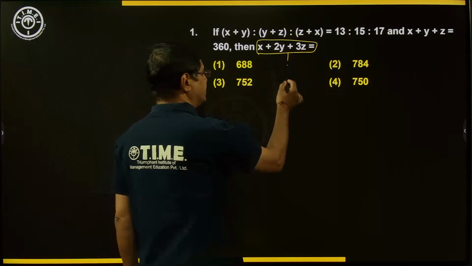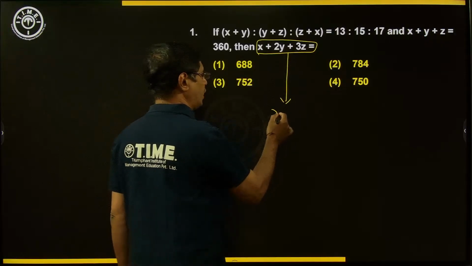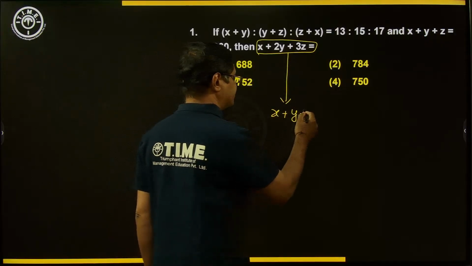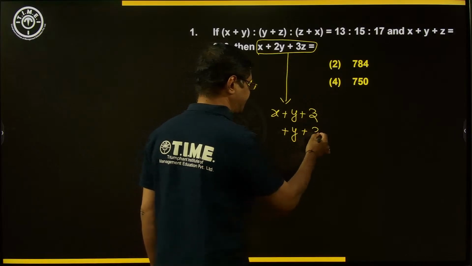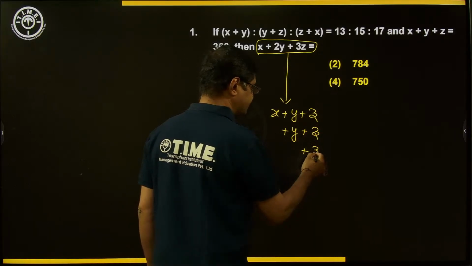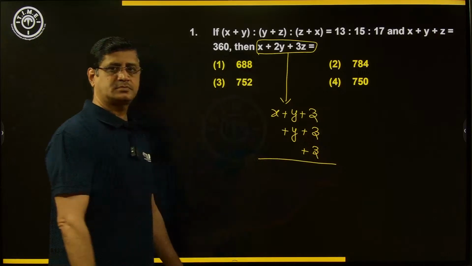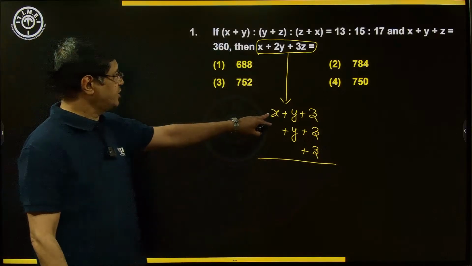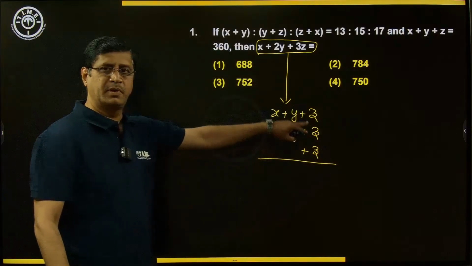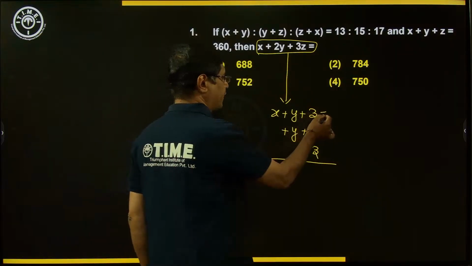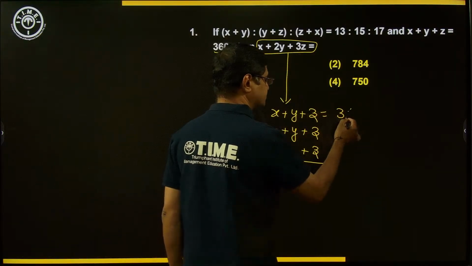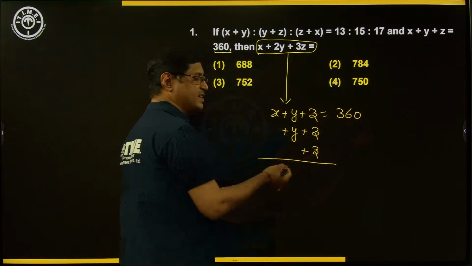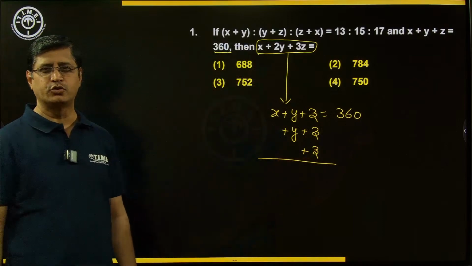Here I am expressing this as, just look at this one. మనం దీన్ని ఎలా రాయొచ్చు? x plus y plus z, plus y plus z, plus z. Am I right? So x plus 2y plus 3z. The value of x plus y plus z is given as 360, and the y plus z and z values, these two values we need to find out.